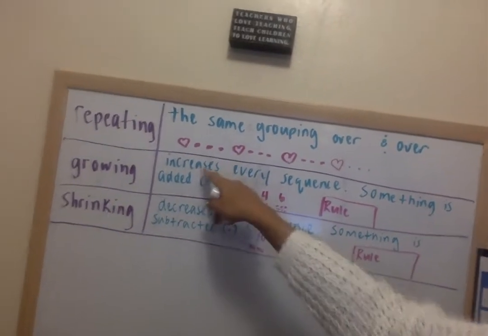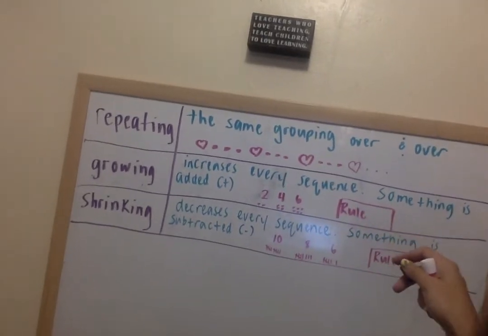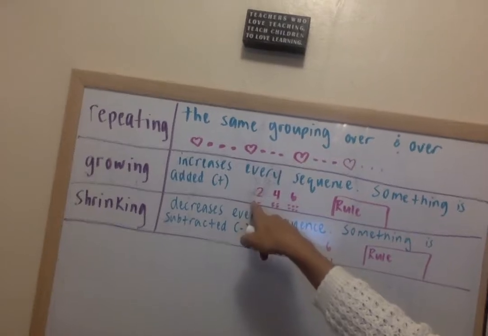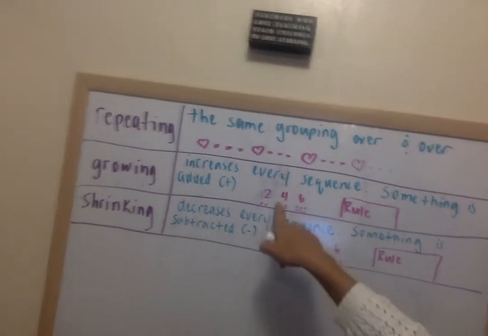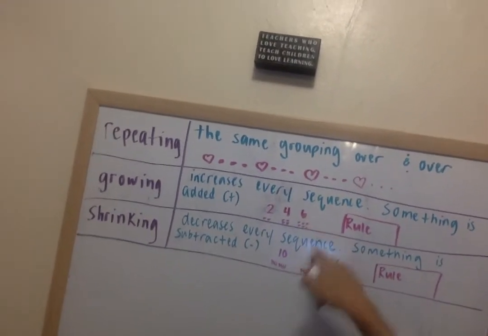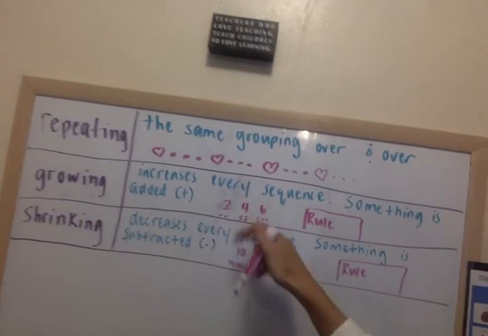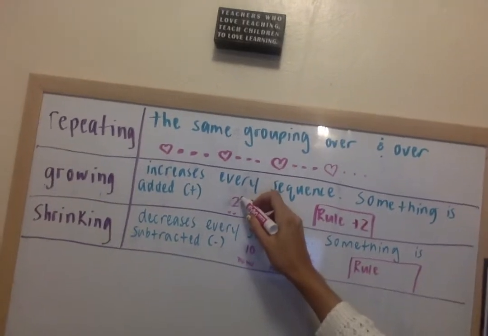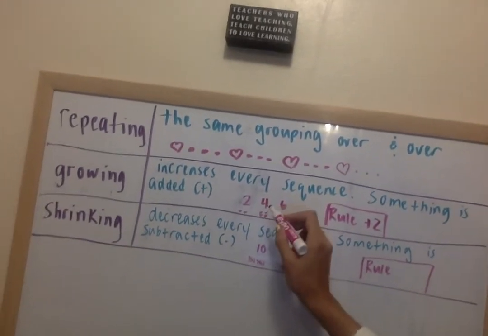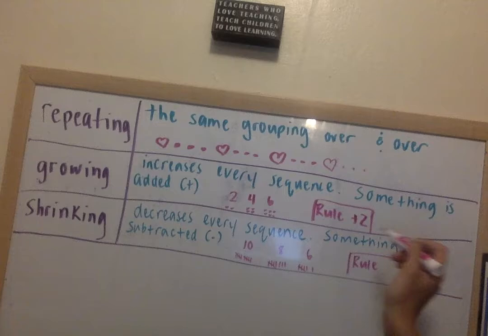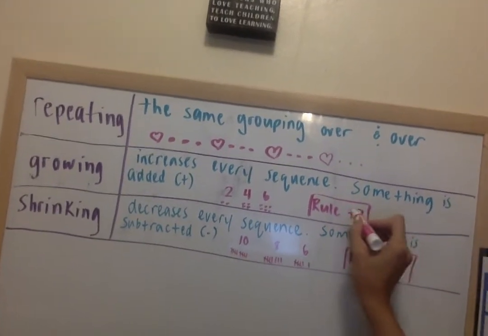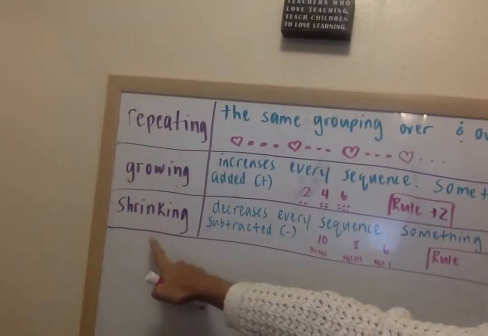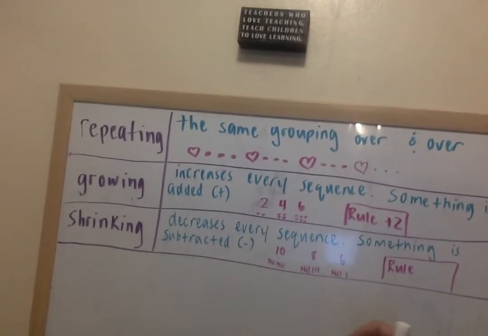Okay, and then we have growing patterns. Growing patterns increase every sequence, so something is added. Here we have 2, and there are 2 dots, 4, 4 dots, 6, 6 dots. And our rule would be plus 2, because 2 plus 2 is 4, 4 plus 2 is 6. So the rule is plus 2. It's a growing pattern.